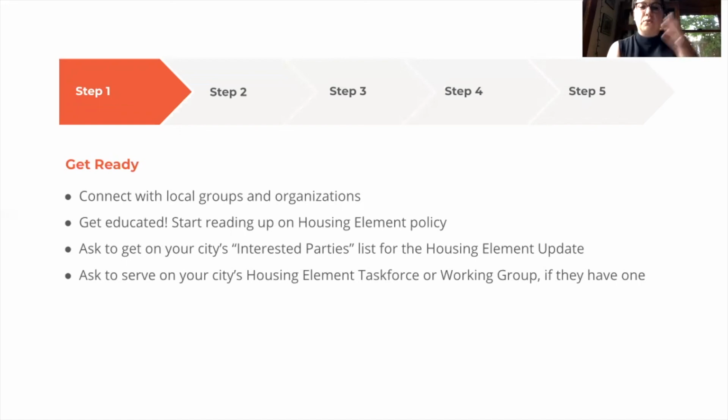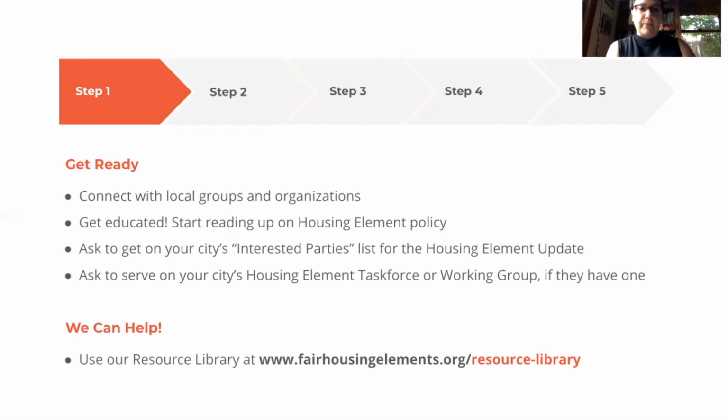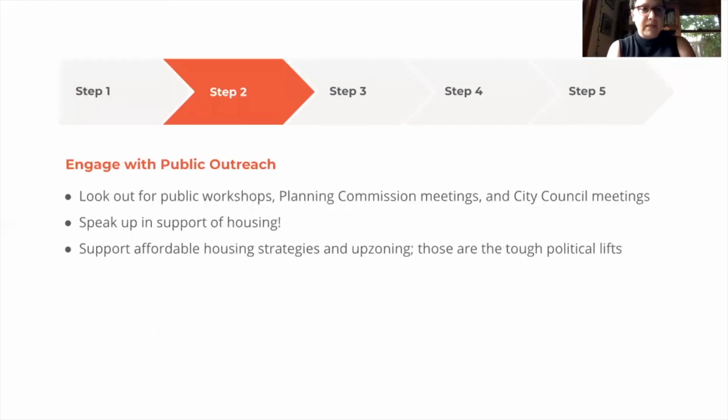And then you can also tell your city that you're interested in the housing element and that you want to be part of the task force. You want to be on the interested parties list. And if you want to learn more, we have a resource library at our website. That's the link right there. It's also pretty easy to find on the website too. So we have tried to collate a lot of resources for you guys as advocates, all in one place.